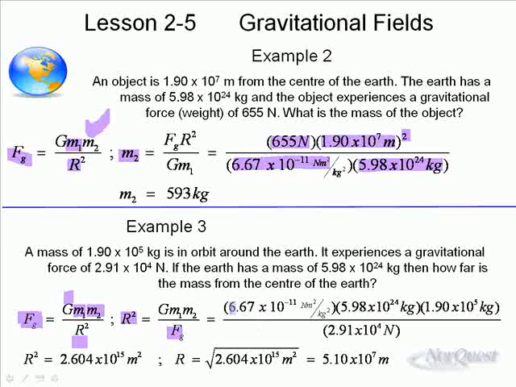When we substitute, big G, here's m1, here's m2, here's F, and we get r squared is equal to 2.604 times 10 to the 15. But remember, this is meters squared. r squared gives you meters squared. So to find r, what do we do? We take the square root of r squared, and that gives us 5.10 times 10 to the 7 meters. These are excellent little examples of the kinds of problems that you need to be able to do.